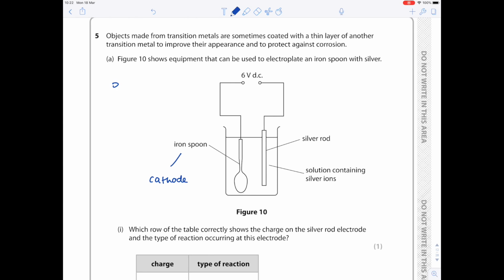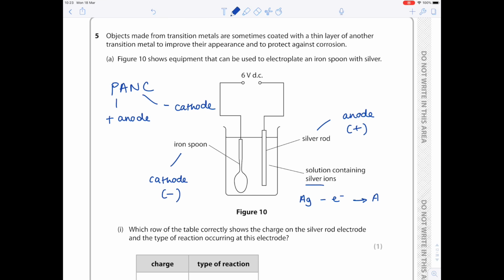And according to PANIC, it's positive anode, negative cathode. So we know that the cathode here is negative. Because it's electrolysis, we need both a positive and negative electrode, which means automatically the silver rod is positive because it's the anode. And also taking place is the fact that those silver atoms on the silver rod will get oxidized in order to form this solution of silver ions. So when something gets oxidized, it loses electrons. So it looks something like that.